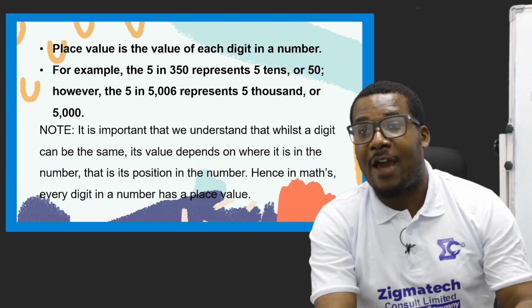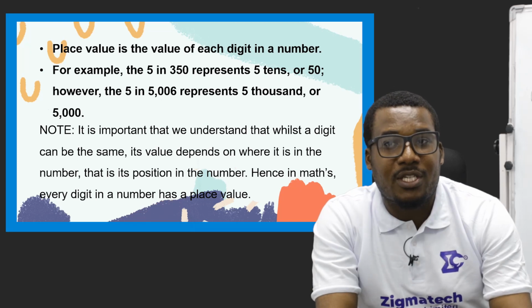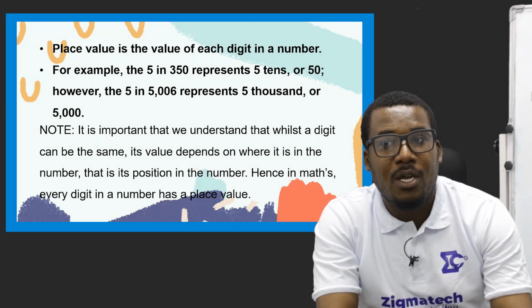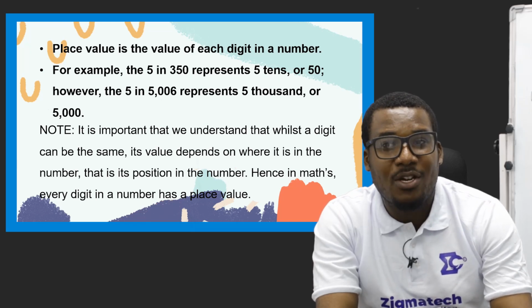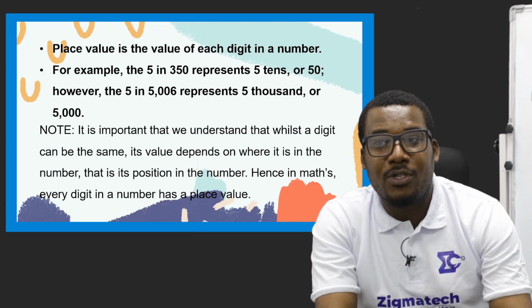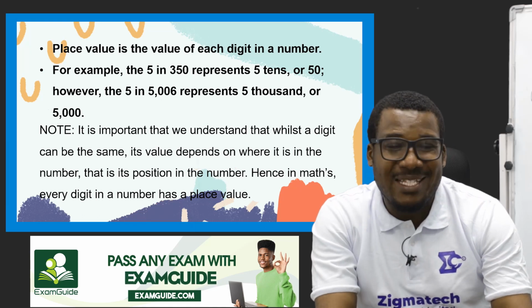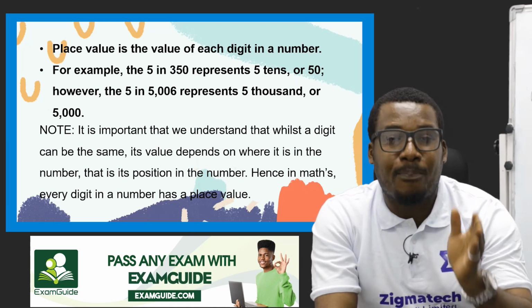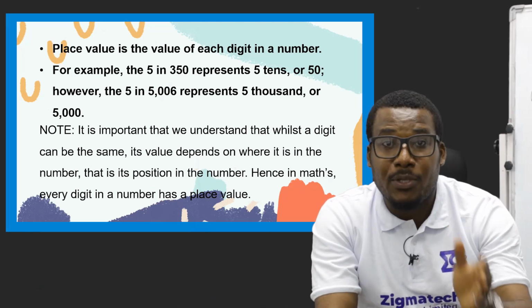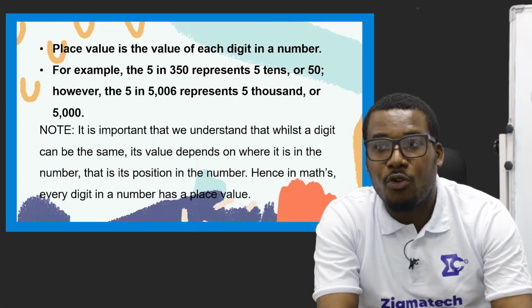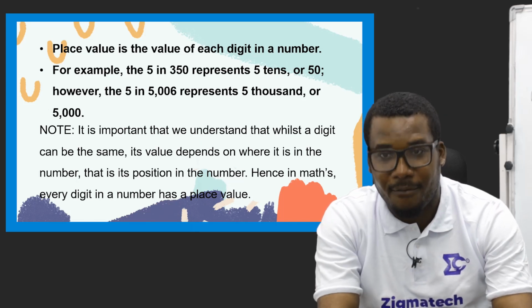That means that 5 is for 5,000. Note, it is important that we understand that whilst a digit can be the same, its value depends on where it is in the number. While a digit is given, the value of that digit is dependent on the particular position in which it is found. So its position is what gives it its classification in terms of the place value.